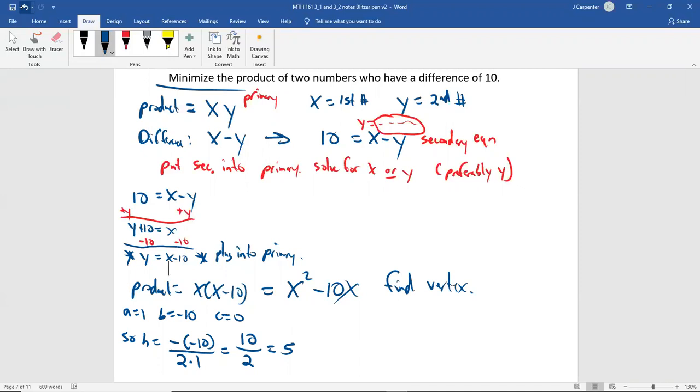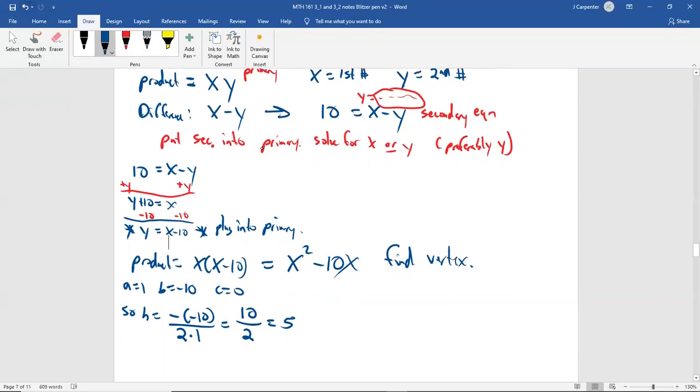The k, how much room do I have? Just enough. The k, you plug that in. So f of 5 would be 5 squared minus 10 times 5, which is 25 minus 50, which is negative 25.